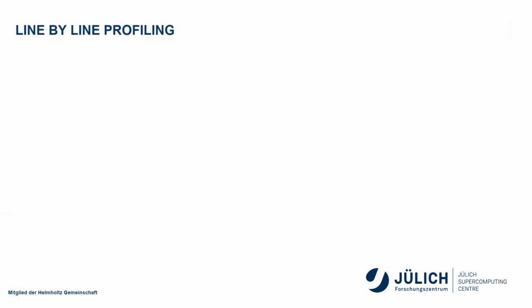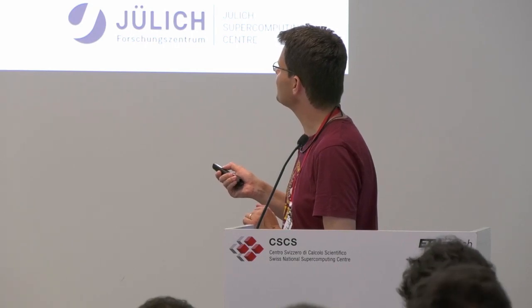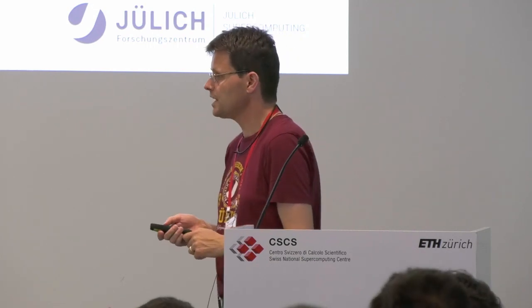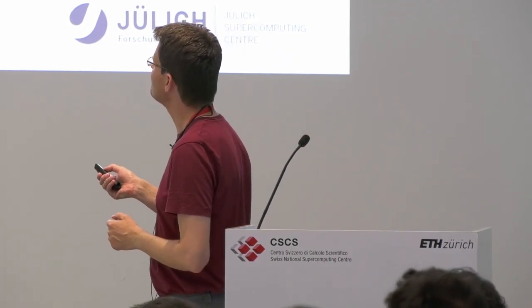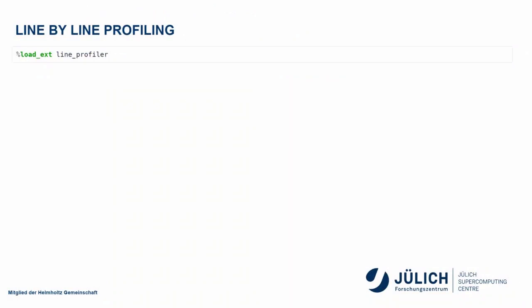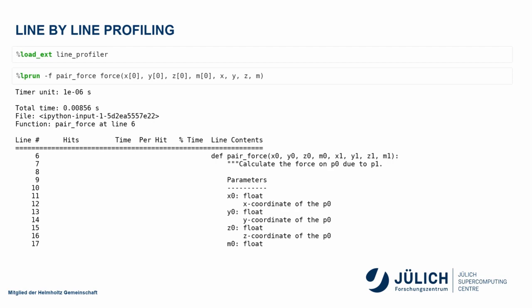All right. So now that we have identified the function that takes most of the time, we can do a line-by-line profiling on that function. To do that, we first need to load an extension. IPython kernels, actually, can be extended with new functionality by load_ext. In this case, we load the line profiler. And now we can actually look at a line-by-line assessment of our function.